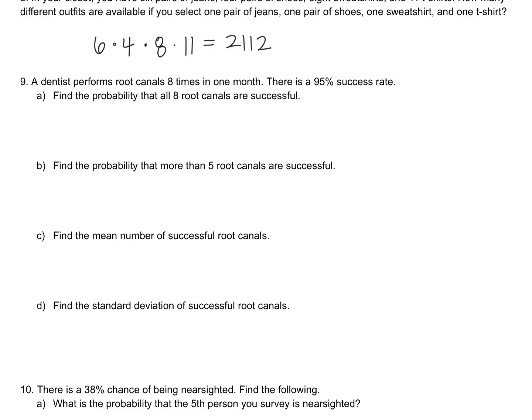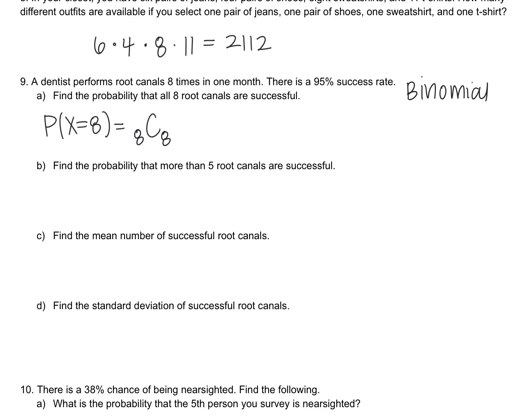So in this first problem, we have a dentist performs root canals 8 times in 1 month. There is a 95% success rate. So because we're talking about doing something a specific number of times, it is binomial. So we want to find the probability that all 8 root canals are successful. So that's the probability that x equals 8. Anytime it's an exact, so all or exactly, like 6 or whatever, you have to use the formula itself.